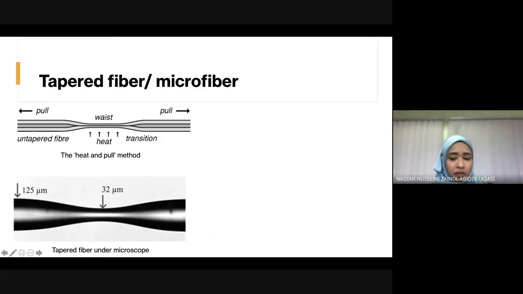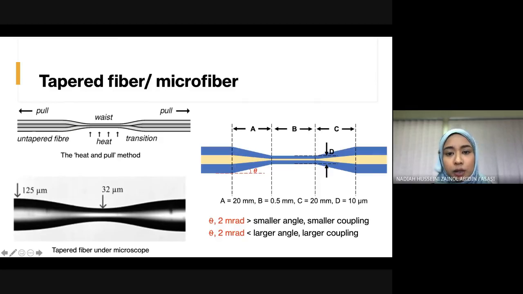Okay, so the parameters that we usually have to input in our machine are A and C, the transition region. The transition region is the region where it transitions from the optical fiber to the waist region, to the thinnest part of the optical fiber. The waist region is the thinnest part of the optical fiber, denoted as region B. And you have G as your waist diameter. So these are the parameters that we usually choose for our tapered optical fiber. And choosing the right tapering angle will determine whether your tapered optical fiber will have a large coupling or small coupling of the fundamental mode with the higher order mode.